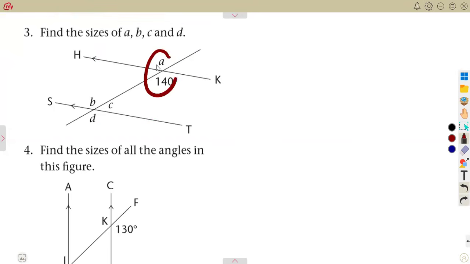All right, so angle A, guys, is direct there. We can use the vertically opposite angles, these two. That is going to be 140 degrees. So A is equal to 140 degrees, vertically opposite angles.